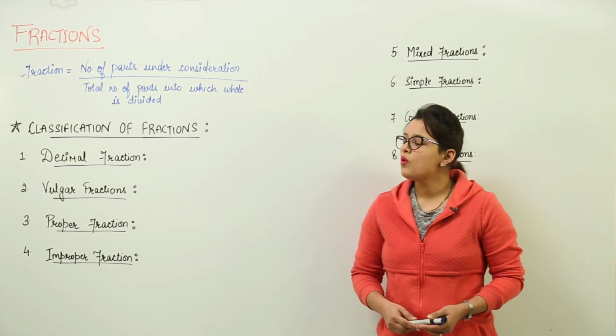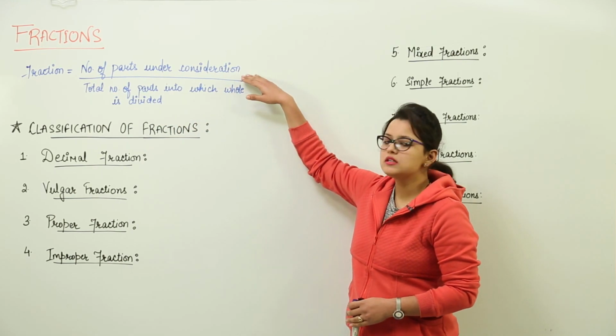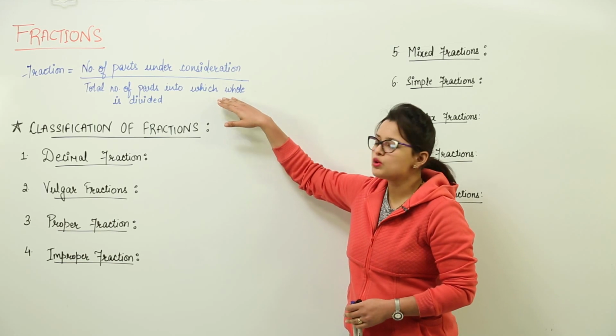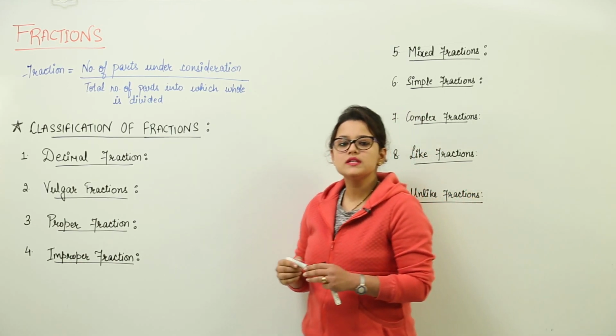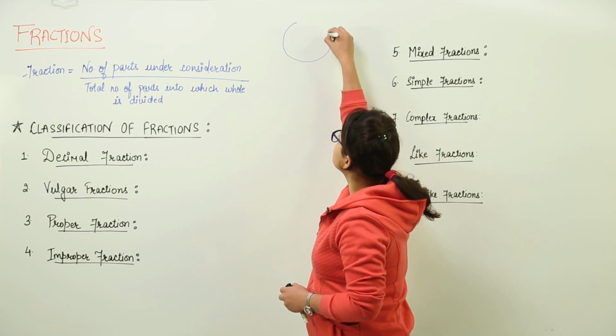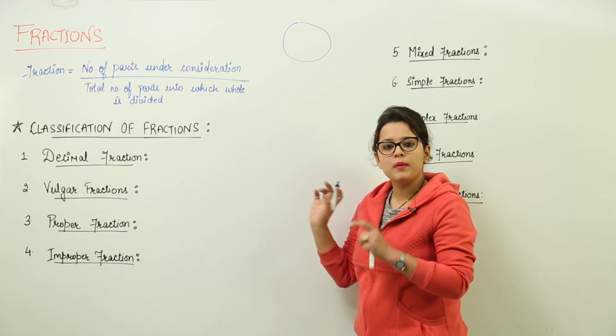Fractions. Now, what are fractions? Fractions are the number of parts under consideration to the total number of parts into which a whole is divided. Now, what does this mean? Say, let's take an example of this circle. This is one whole, that means one whole part.